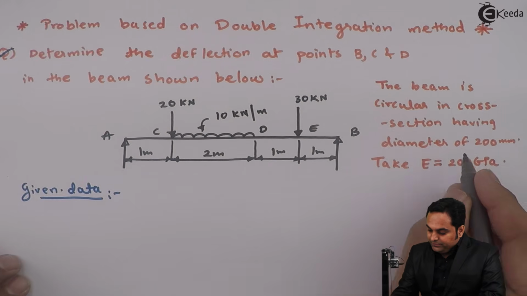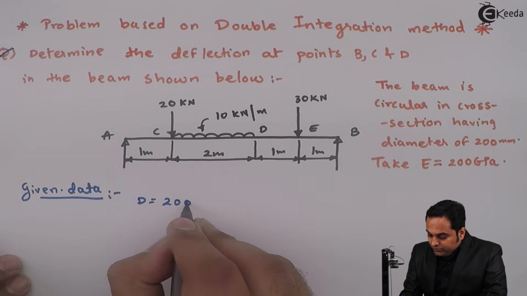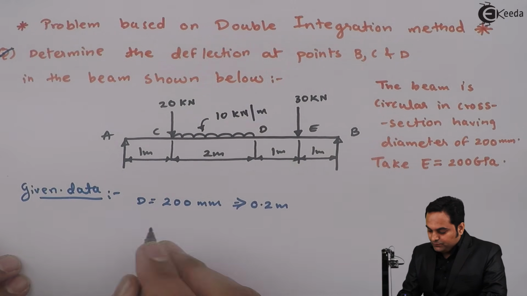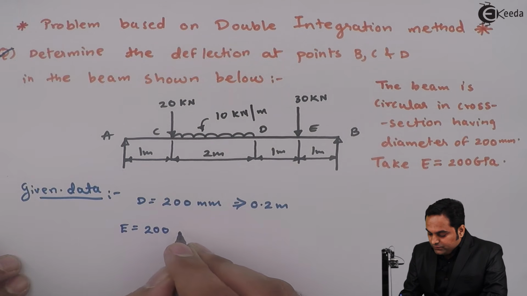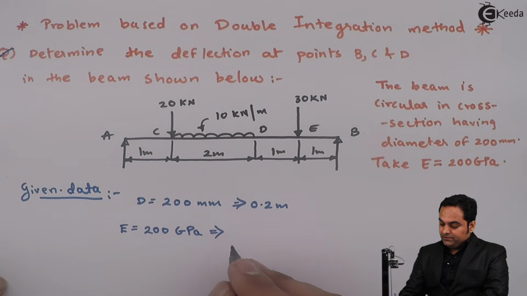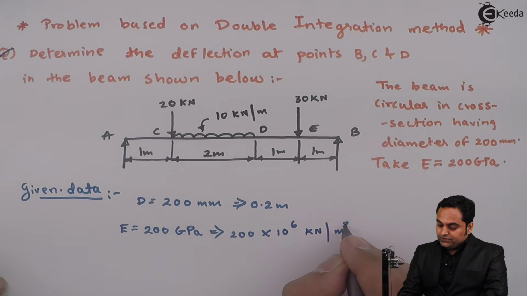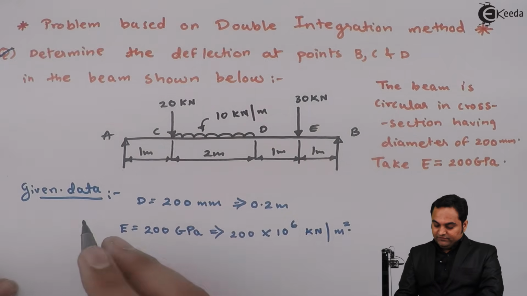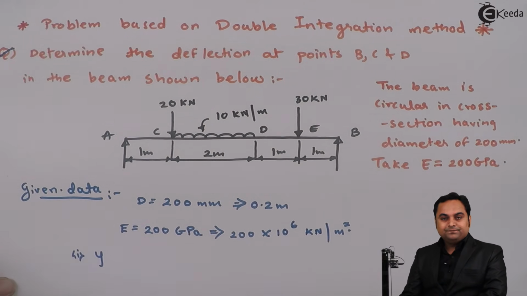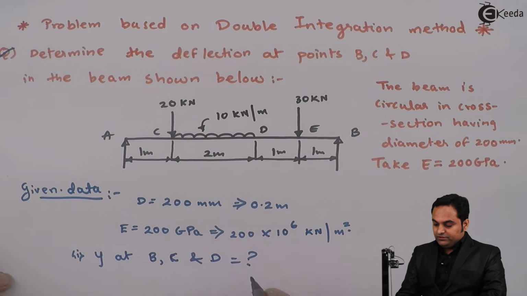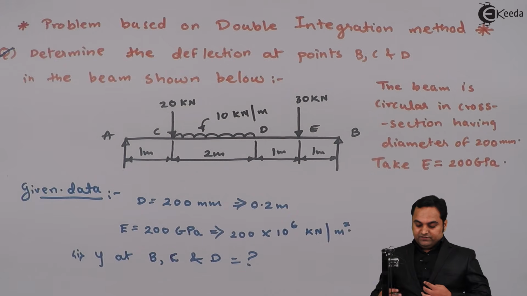Now the diameter of the beam is given, it is 200 mm, so that becomes 0.2 meter. Young's modulus is 200 GPa, which we can convert, so it becomes 200 into 10 raised to 6 kilonewton per meter square. Now the question is, we have to find deflections. Deflection is denoted by Y. At points B, C and D, we have to calculate the deflections.